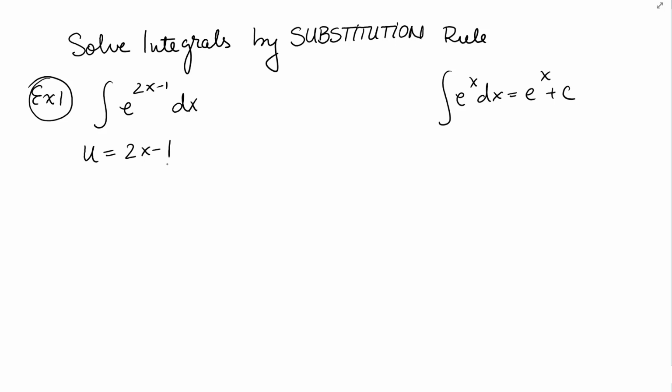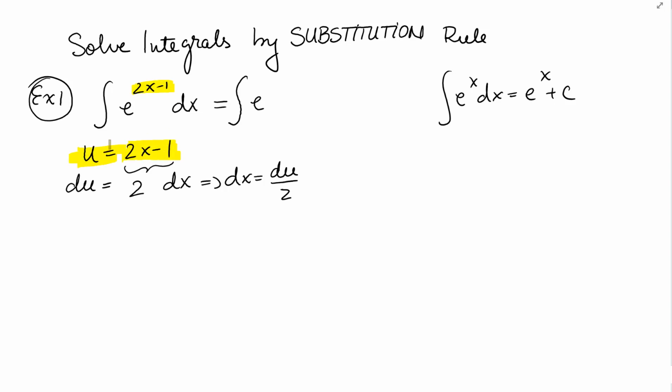Now let's find the differentials for this. du is the derivative of this with respect to x. So 2x minus 1 prime is 2. This means dx is equal to du over 2. So if we go back into our problem and we start replacing, we have integral of e to 2x minus 1, which is equal to u. So it's e to u times, instead of dx, we'll put du over 2.